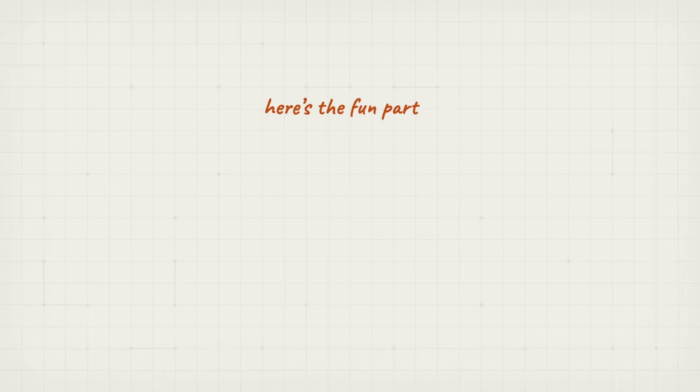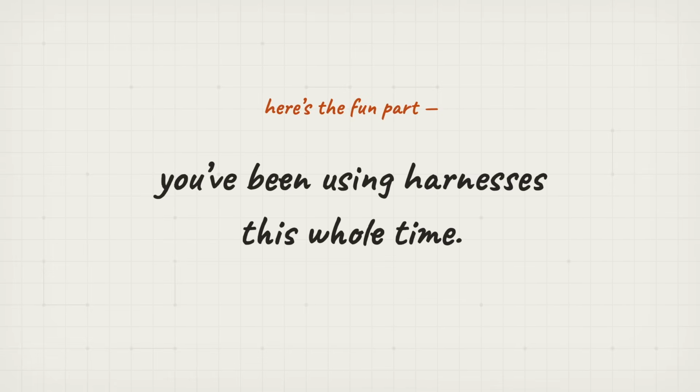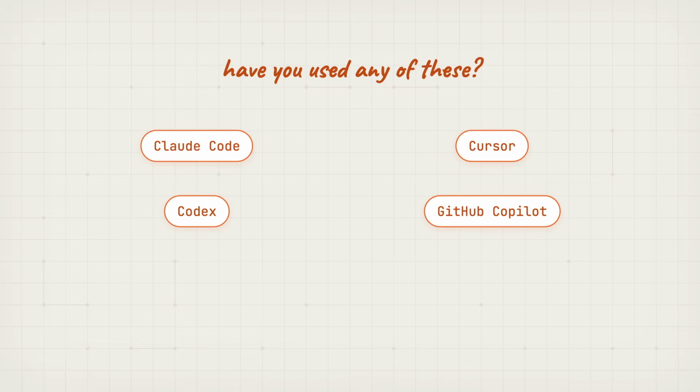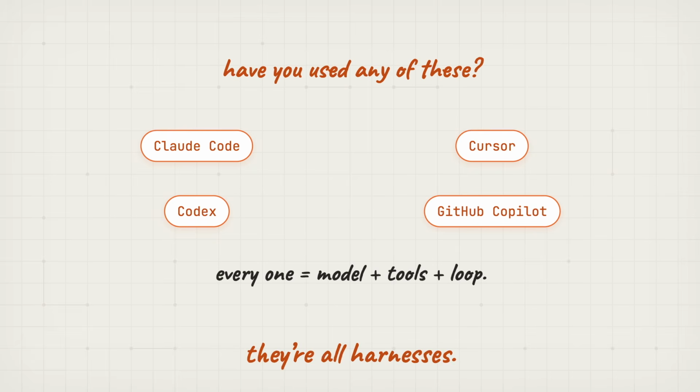Now, here is something interesting, and I think you are really going to enjoy this part. You have actually been using a harness already, maybe without even realizing it. Have you heard of Claude Code? That is a harness. Cursor, Codex, GitHub Copilot, all of these are harnesses. Every single one of them is taking a model and wrapping it up with tools and that same loop that we just discussed. And this actually explains something that used to confuse a lot of people.